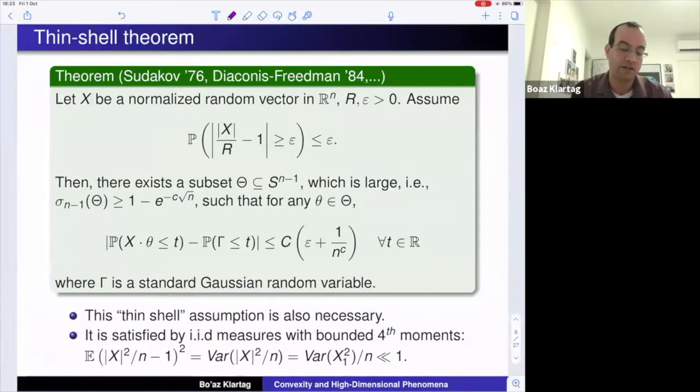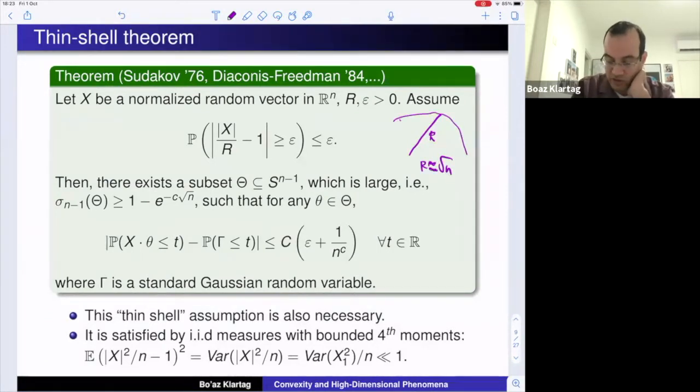So this is the central limit theorem for convex sets, or actually the Diaconis-Freedman result was related to an earlier work by Sudakov. The proof by Sudakov was also generalized later by many authors. And let me formulate one version of this theorem. So again, we have some random vector X in R^n, it's normalized. And suppose that there is some radius R. Actually, R would have to be root of n by our normalization. So we can actually assume R equals root of n.